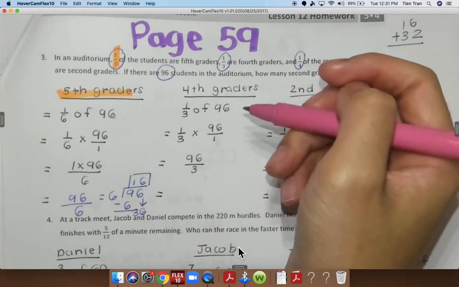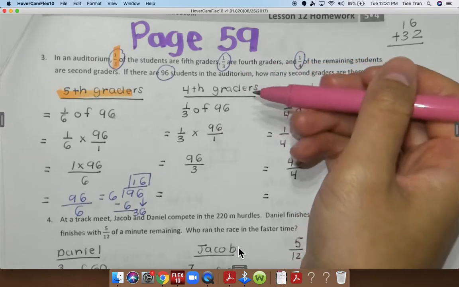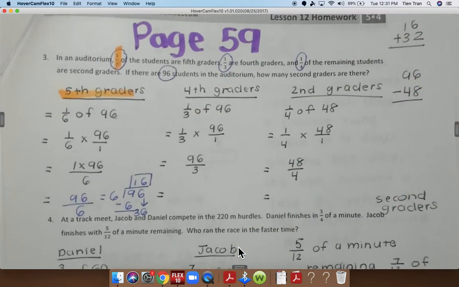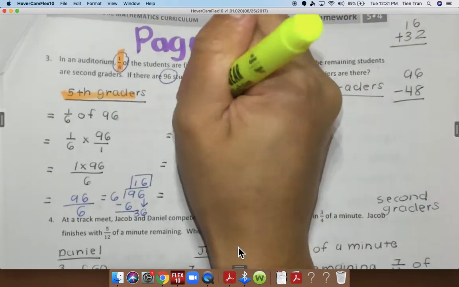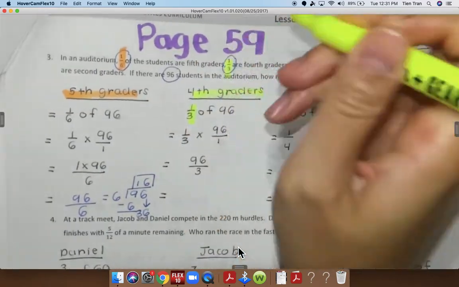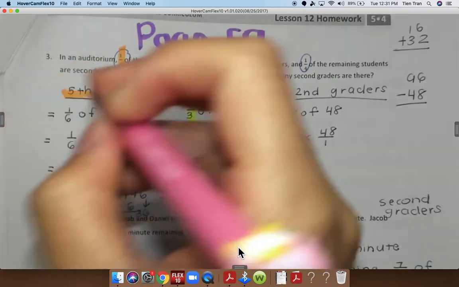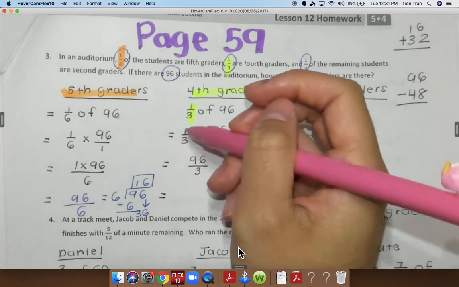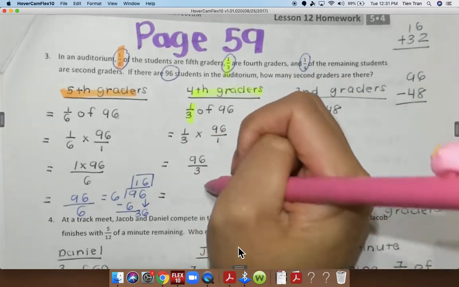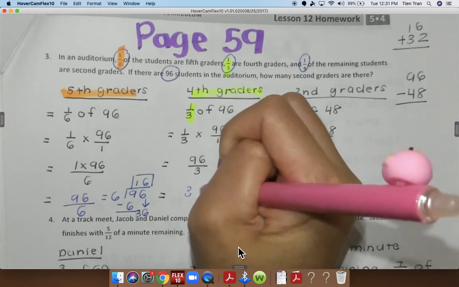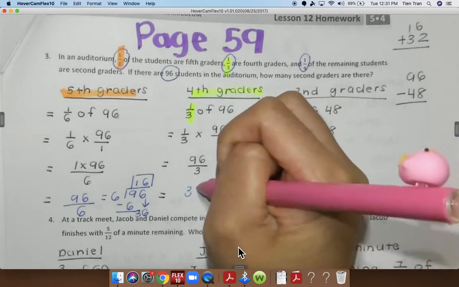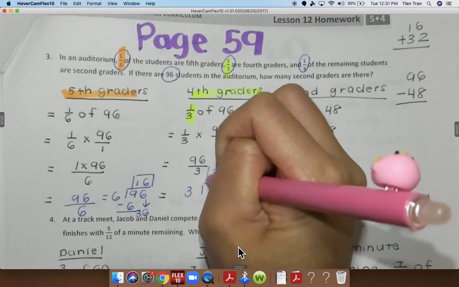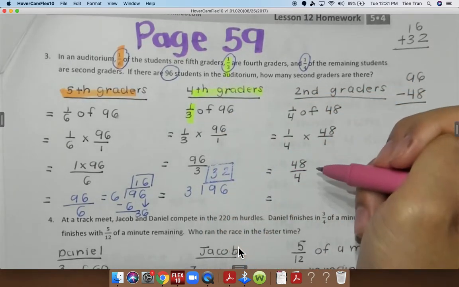Now I'm going to work on the 4th graders. For 4th graders, it says right here that they're 1/3. So highlighting this number right here, 1/3, 4th graders. And where did I get that? Right from the problem. So now I am going to multiply. I have 1 times 96, which is equal to 96, and 3 times 1 is equal to 3. So now I'm dividing 96 divided by 3. 3 can go into 9 3 times, and 3 can go into 6 2 times. So my final answer is equal to 32.